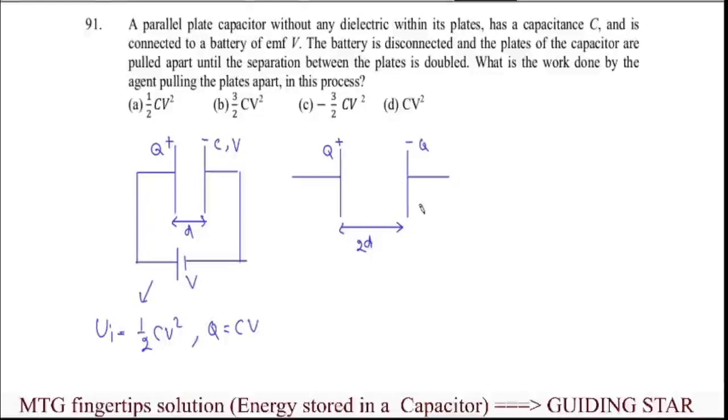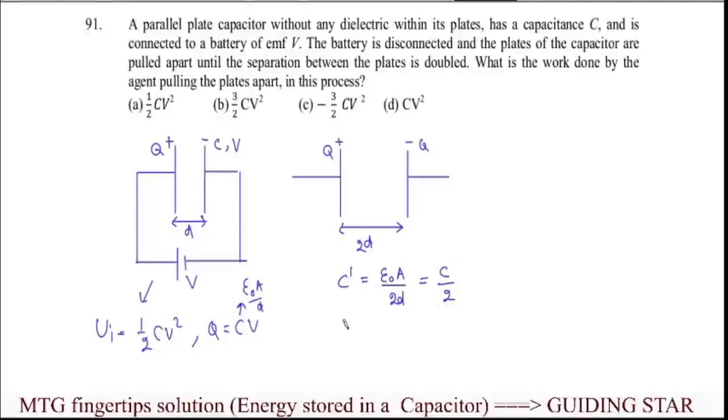Even though the area is constant, the distance here is changing, so therefore the capacitance will change. So how much will the capacitance be? Let the capacitance be C prime. So what will be the value of C prime? It will be epsilon naught A divided by the distance between the plates, which is 2D. Initially, the capacitance was simply epsilon naught A by D. So that means we can write the new capacitance will be C by 2.